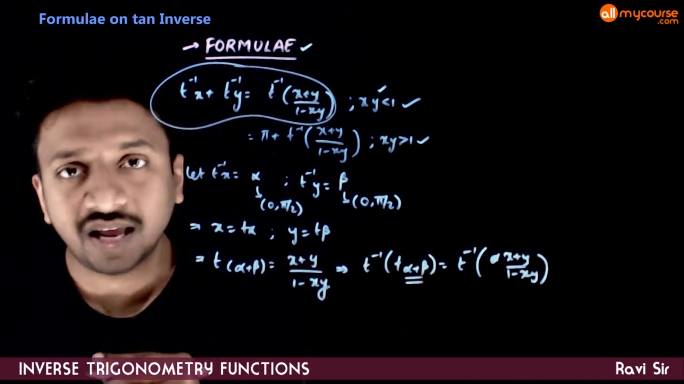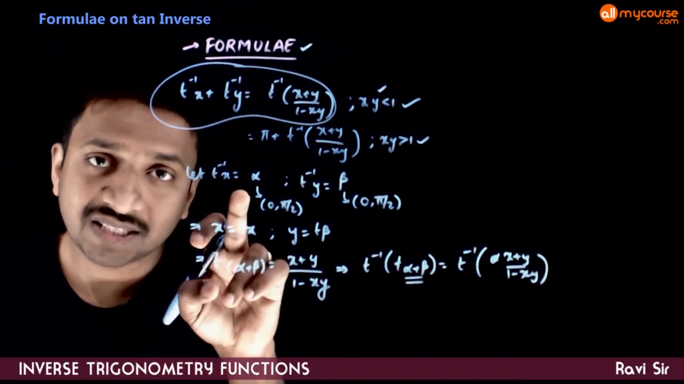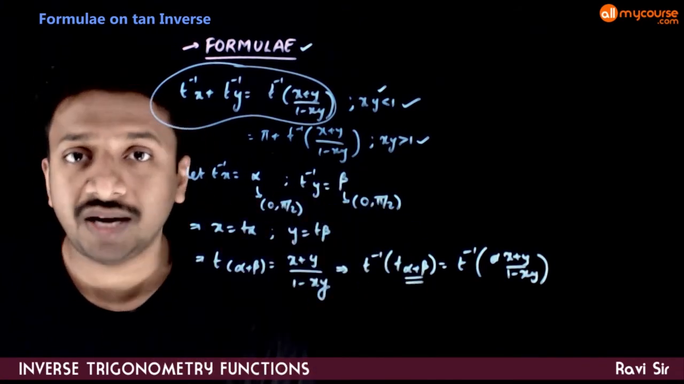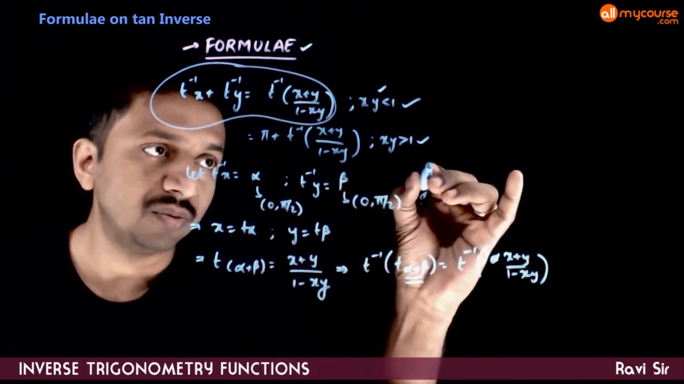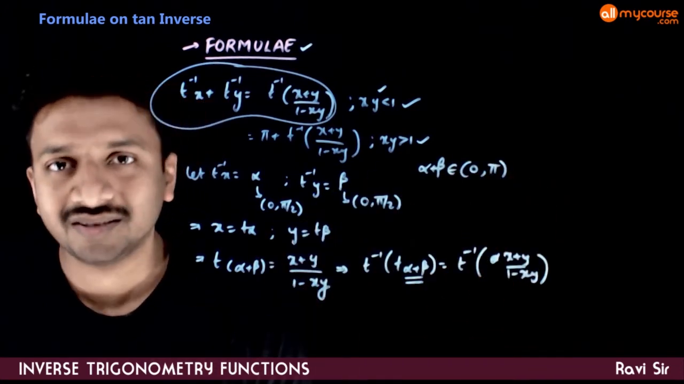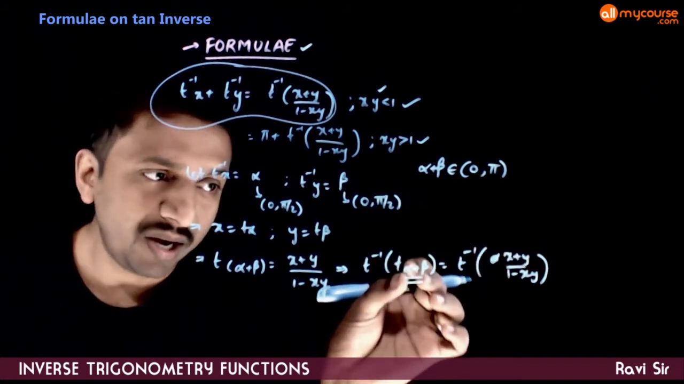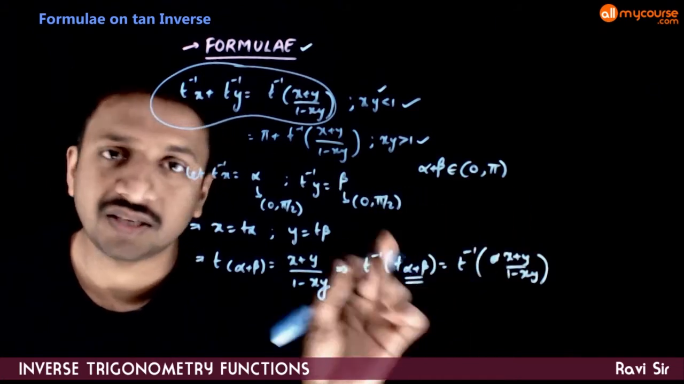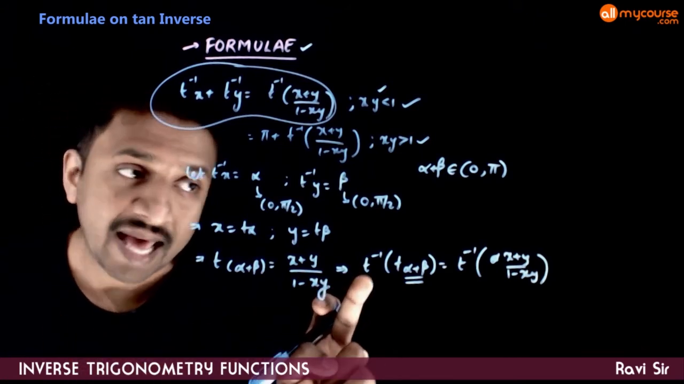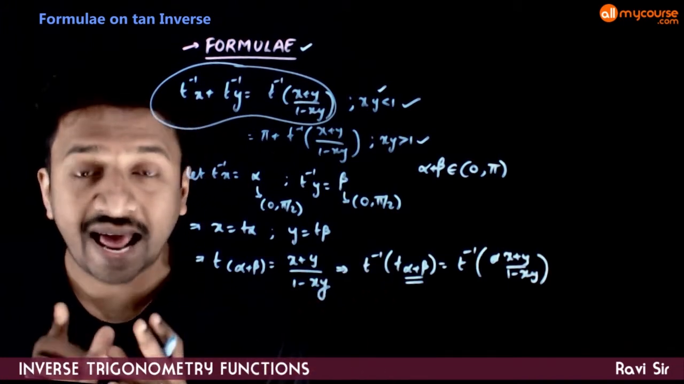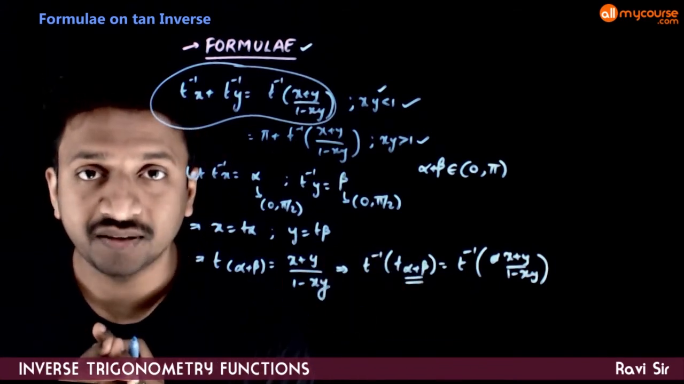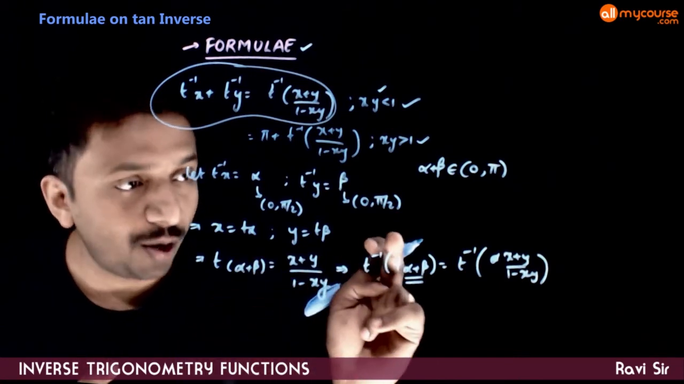So what is the range of alpha plus beta? The first angle is some angle between 0 and 90 degrees. The second angle is also in between 0 and 90 degrees. So if you add these two, alpha plus beta can go from 0 to 180 degrees. So on the whole interval 0 to 180, tan inverse and tan do not cancel each other. We have seen that tan inverse of tan cancels as long as this angle is in the range of tan inverse, or this angle is in the restricted domain of tan.